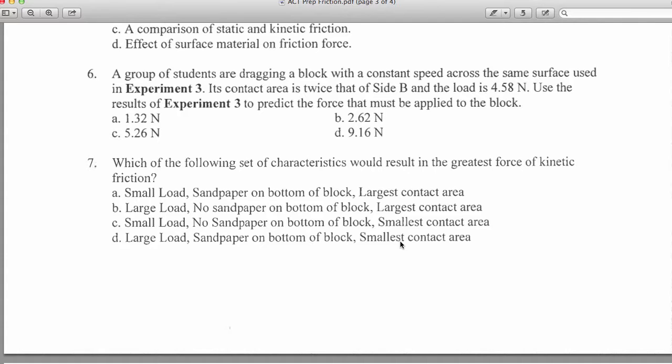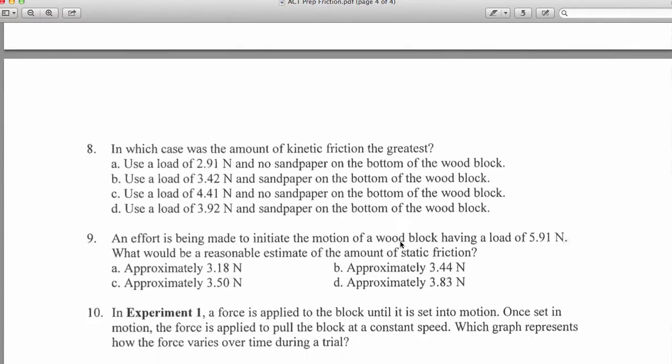Number 7. Which of the following sets of characteristics would result in the greatest force of kinetic friction? A. Small load, sandpaper on the bottom of block, largest contact area. B. Large load, no sandpaper on bottom of block, largest contact area. C. Small load, no sandpaper on bottom of block, smallest contact area. Or D. Large load, sandpaper on bottom of block, smallest contact area.